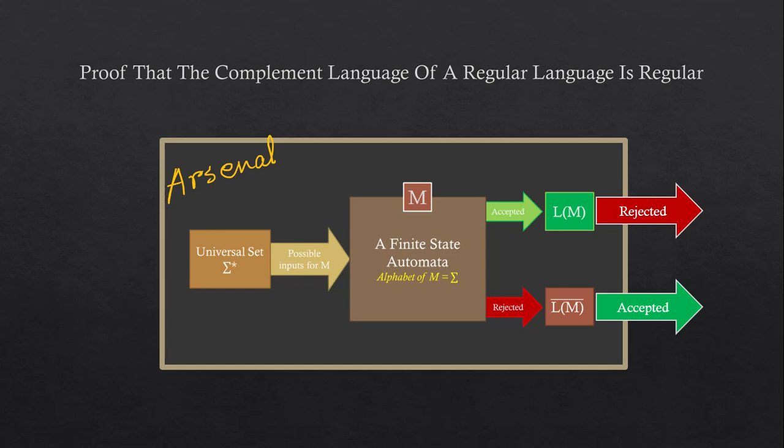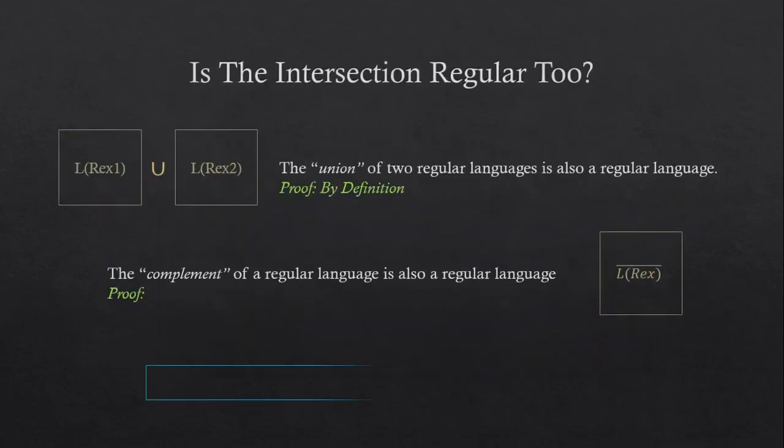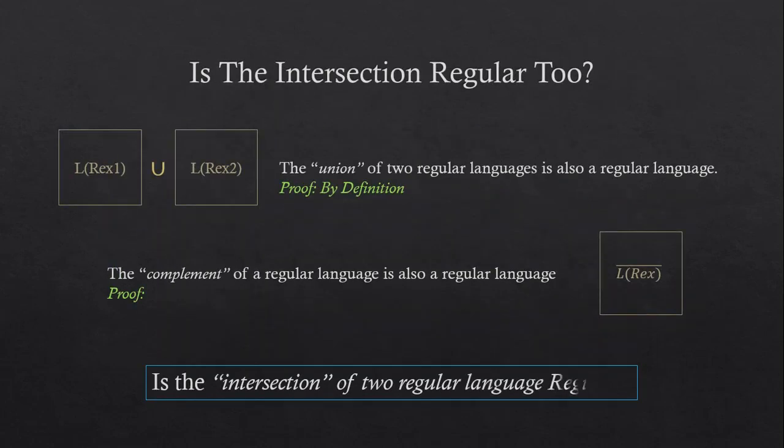Okay, moving on. Now, based on these two informations, that the union of two regular languages is regular and the complement of a regular language is regular, I'm asking you this question. Is the intersection of two regular languages regular? Can you prove that? I strongly suggest you to pause the video right here and try to prove it on your own. This is pretty easy.